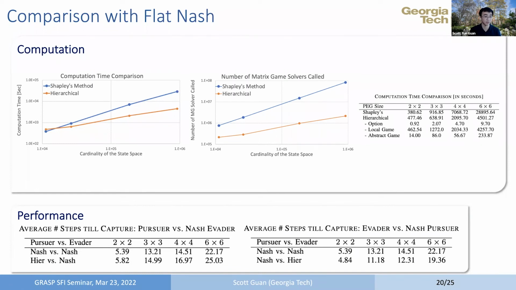One may not even be able to solve a Nash equilibrium when the game gets really large. So we stop this comparison at the 6x6 game, essentially just because we cannot solve the Nash equilibrium for an even larger game. But the hierarchical approach can easily extend to much larger games, up to something like 15x15.